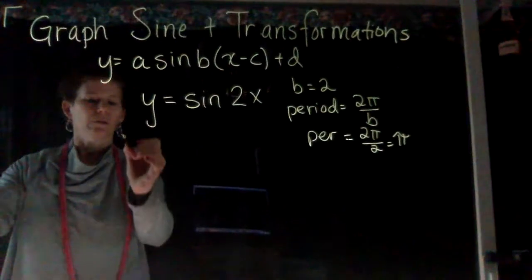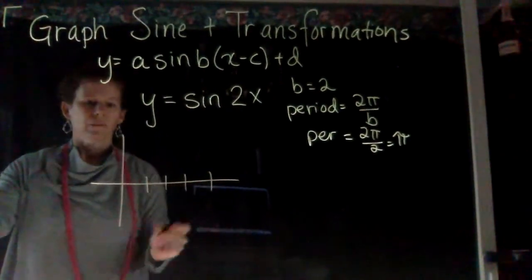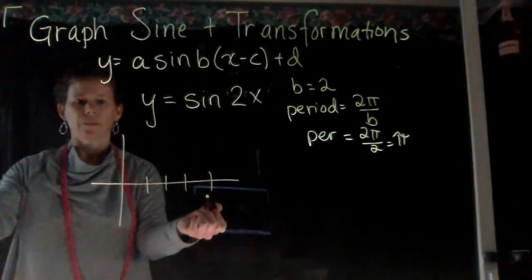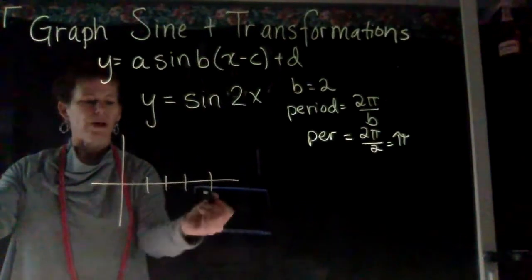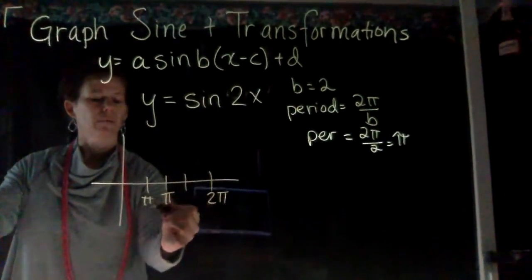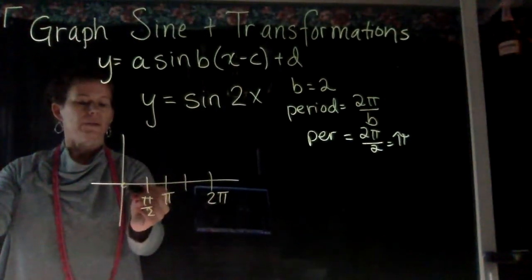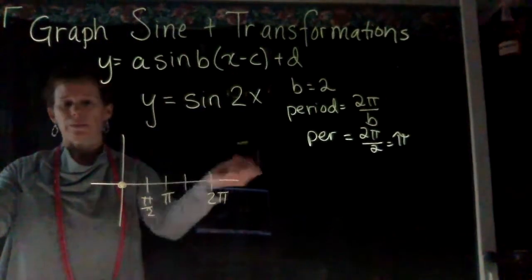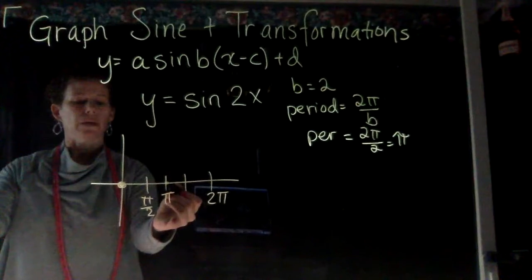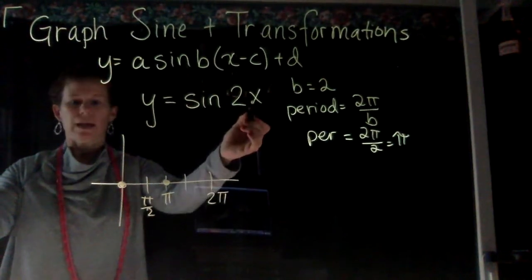I am still going to draw the same coordinate plane, going out to 2 pi, because if I just made that pi right there, then all the graphs are going to look the same. So we really want to see the effect of the graph. So I'm going to go to 2 pi, pi, and here we have pi over 2. The sine of 0 is 0. When I plug in 0, 2 times 0 is still 0. My period is pi, so I'm going to go all the way out to my period, and I have 0 there.